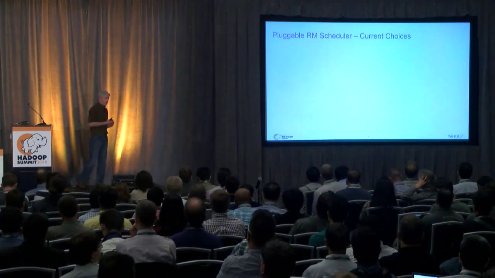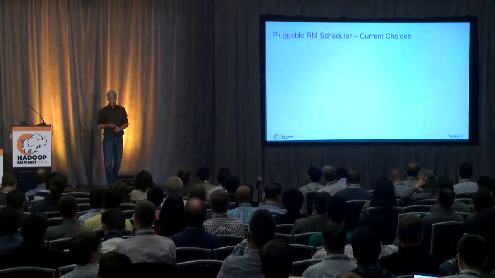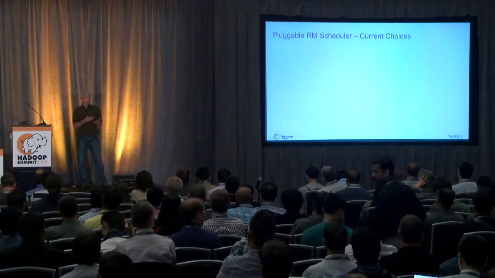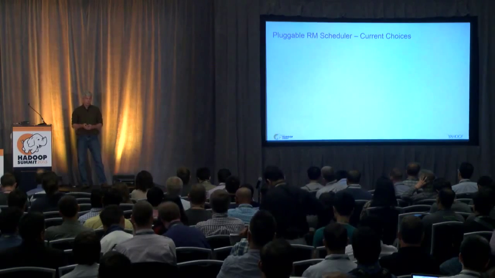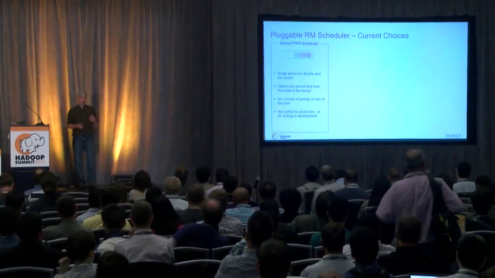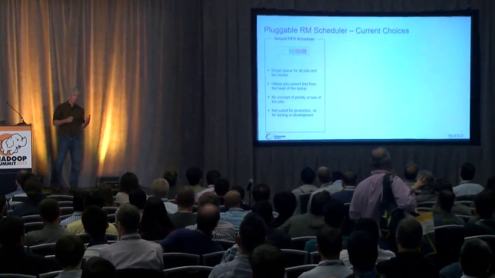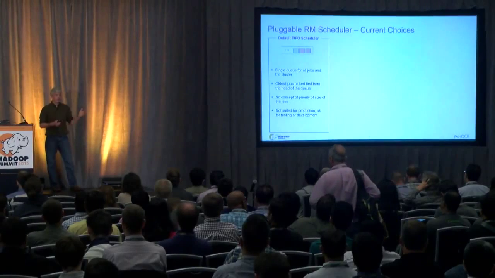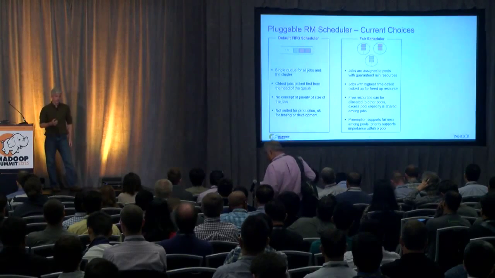So the scheduler functionality I mentioned in the resource manager, it's pluggable, which is very nice. It allows you to use different schedulers at different times. There's 3 basic ones there right now. The default is the FIFO scheduler, which is mainly for development and testing and experimentation. It's basically your straight first in, first out of the jobs.